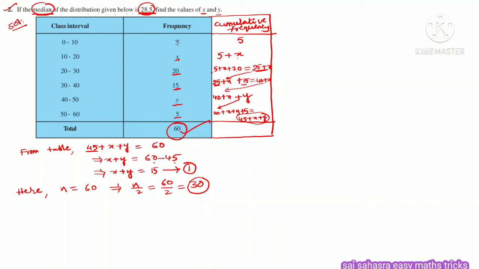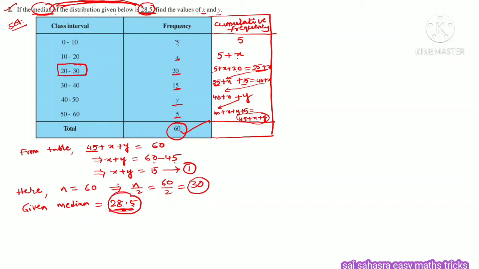So that we can see median value. Median value is what? 28.5. Given median is equals to 28.5. We know that median lies in median class. So 28.5 will come in which class that you identify. So in between 20 and 30, common sense we have to use. In between 20 and 30 only 28.5 will come.